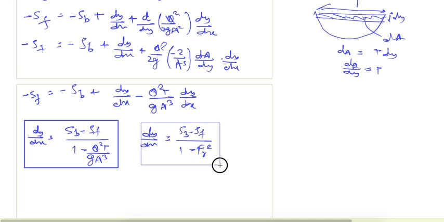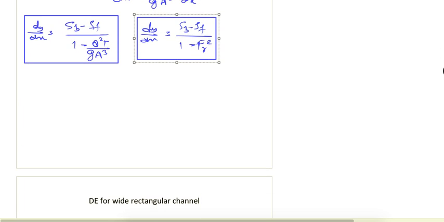So this equation, or some variation of this equation, we'll use to study the various profiles in gradually varied flow. Now the modification of this equation for a wide rectangular channel. Say there is a wide rectangular channel like this, and for a wide rectangular channel, what will be different? This is the bed width and depth of flow.